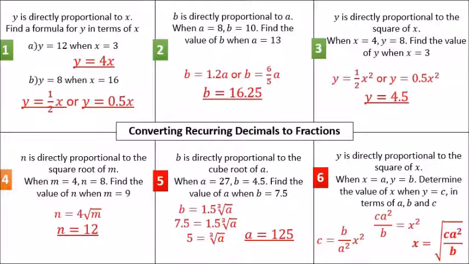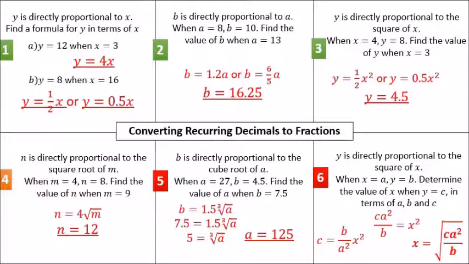For question 3, this time y is proportional to the square of x, so y equals kx squared. If we replace the x and y with 4 and 8 for the specific case, then we end up with k being 1/2 or 0.5. So we end up with y is equal to 1/2 x squared or 0.5 x squared. To find the value of y when x is 3, we need to do 1/2 of 3 squared, or 3 squared is 9, and 1/2 of that is 4.5, so y is 4.5.